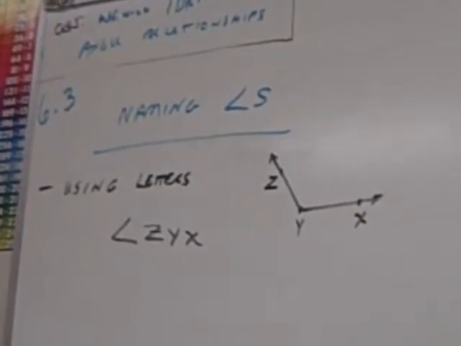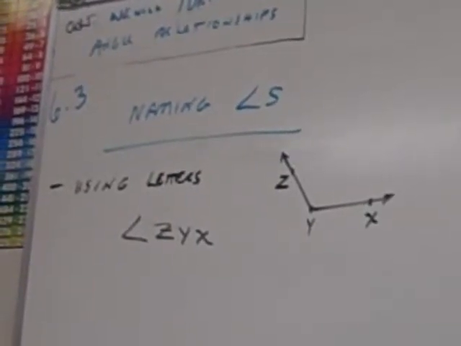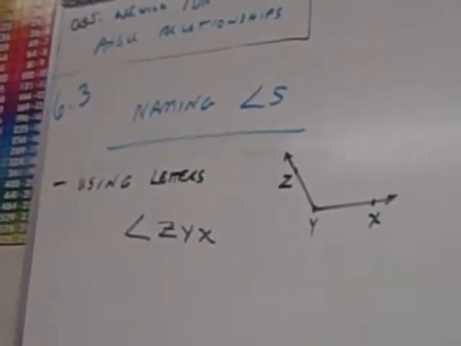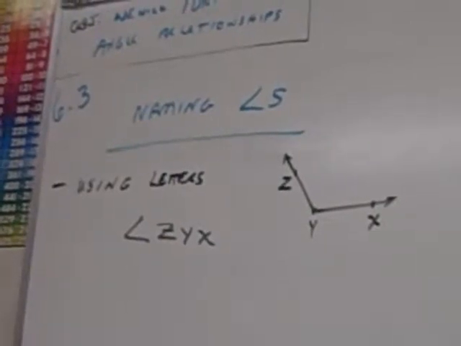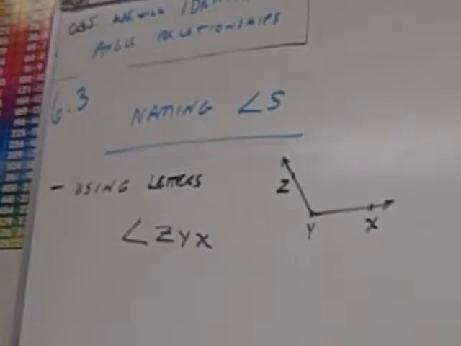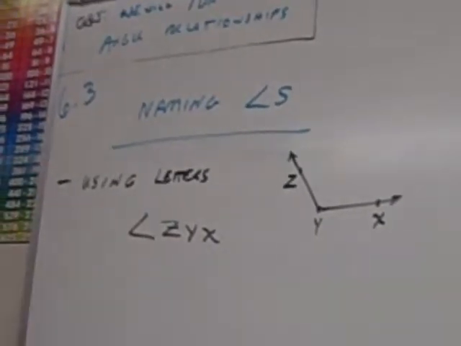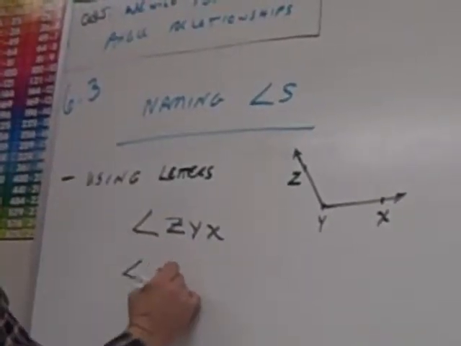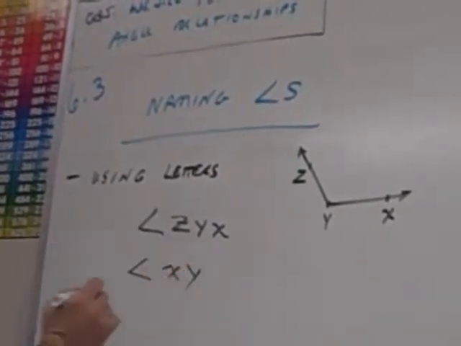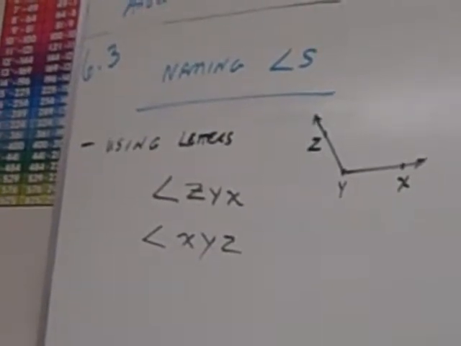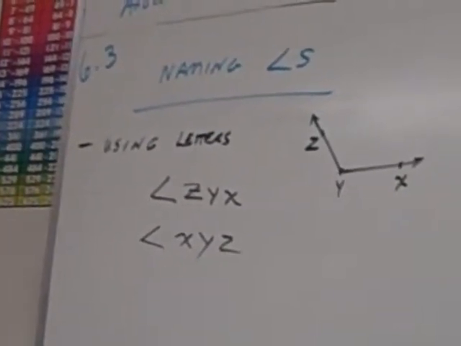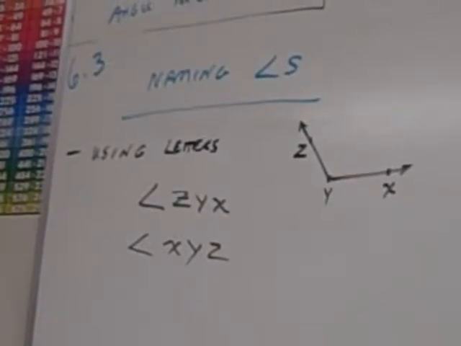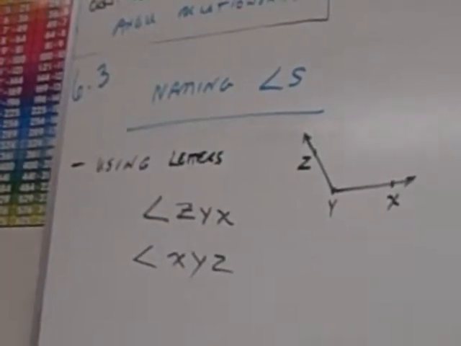Everybody okay with that? Edge to vertex to edge names it. Vertex letter always in the middle. So with that understanding, can I name him another way? Yes. Okay, let's do it. Angle XYZ. X to Y to Z. He has another name. Just like Ty is Ty, he's also Watson. Two names, but still the same angle.